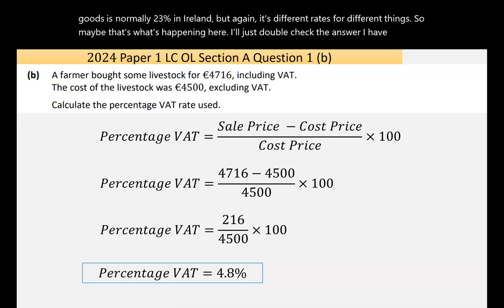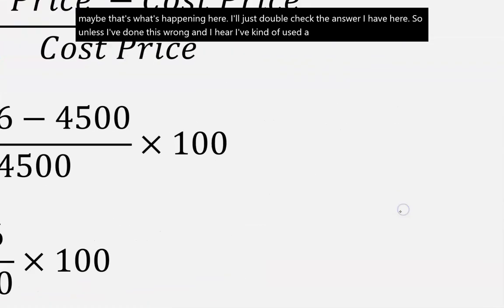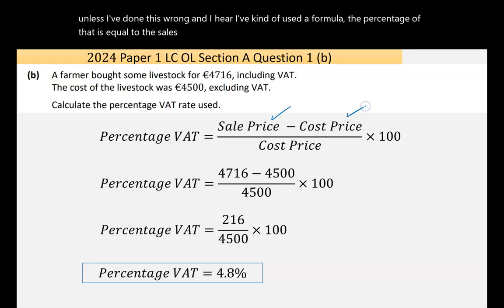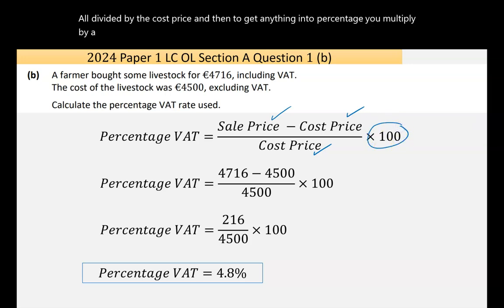So unless I've done this wrong, here I've kind of used a formula. The percentage VAT is equal to the sales price, take away the cost. That was the 216, all divided by the cost price. And then to get anything into percentage, you multiply by 100. And then I did the exact same thing, just followed down that strategy and got to my percentage. So in a question like this, if you're not sure, do something.